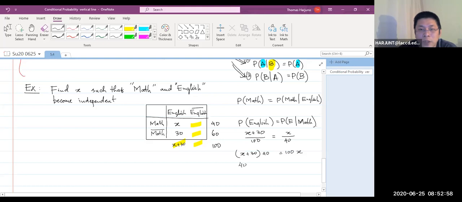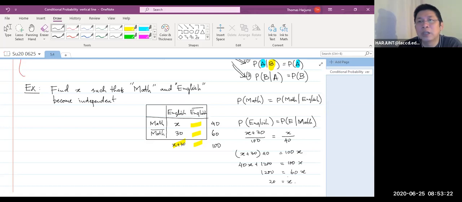So 40x plus 1200 equals 100x. 1200 equals 60x. I subtract 40x and then divide by 60. I get x equals 20. Okay, so for this to be independent, yeah, you miss a zero. Yeah.